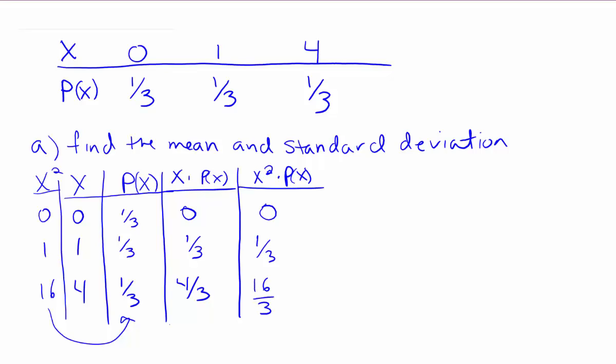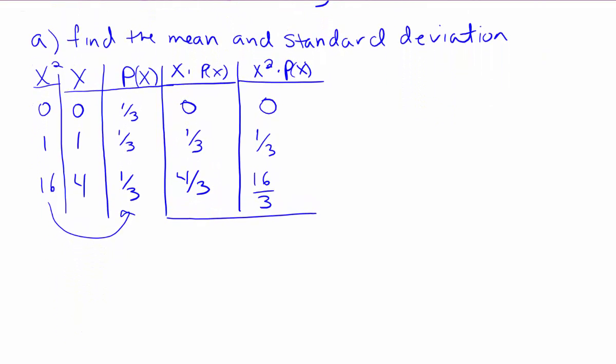All right, from here we need to total these two columns. So let's do that. If we add 0, 1/3, and 4/3, we get 5/3. And that is the mean, right? Because remember, the mean is equal to the sum of x times p of x. That was the definition we used in chapter 4.